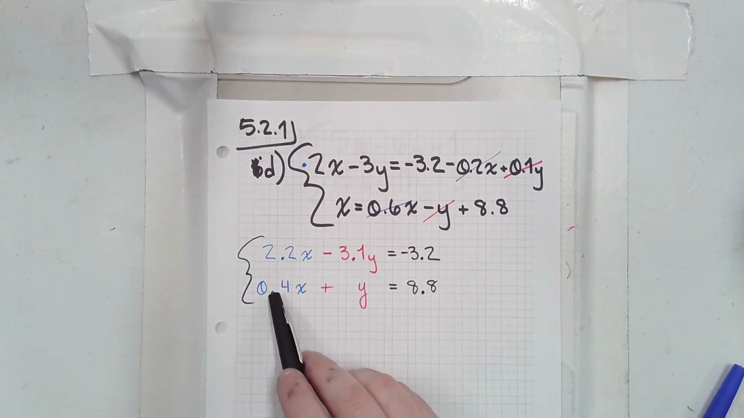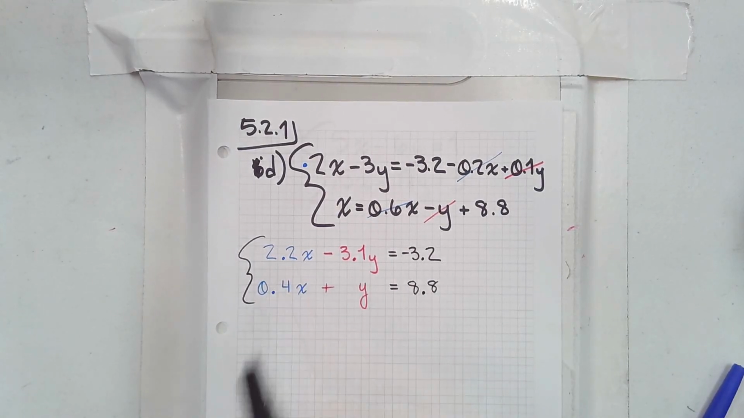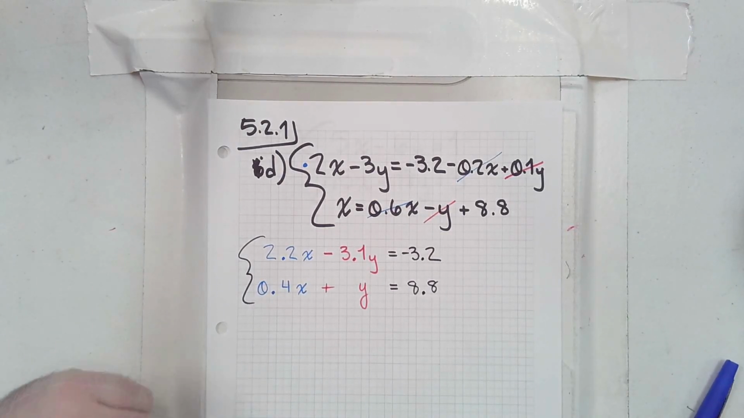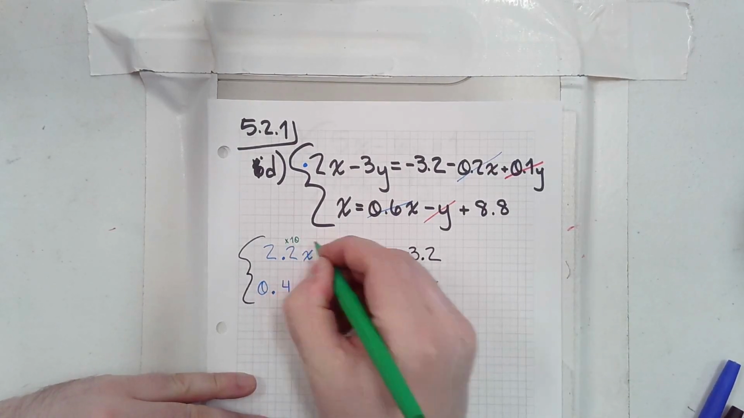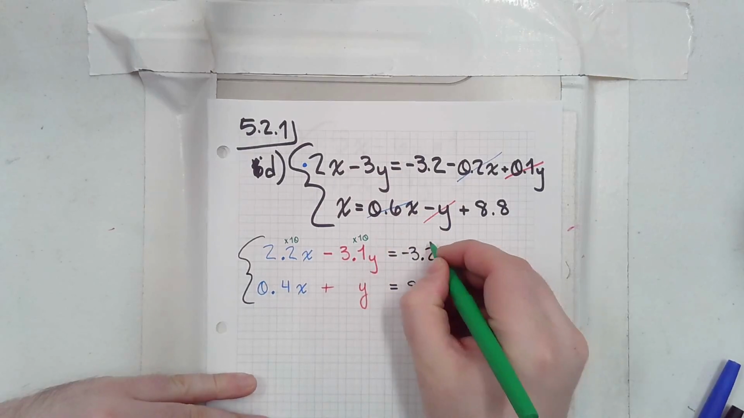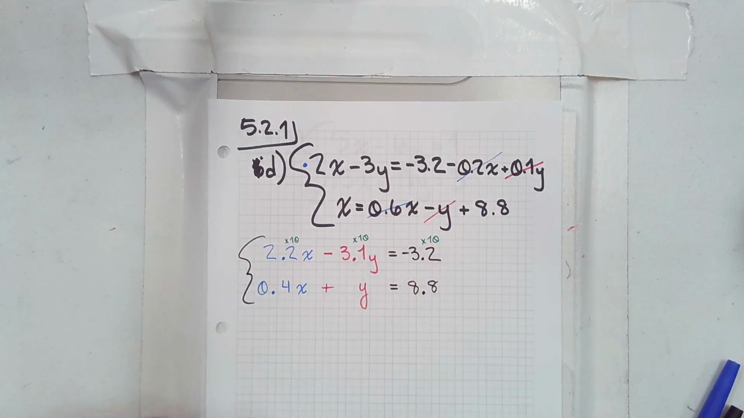You could, if you wanted, subtract this over, get y on its own. That's pretty nice, and then plug it in. But I think I'm going to get rid of the decimals. And the way I'm going to do that is I'm going to times everything by 10. So if I times this by 10, and this by 10, and this by 10, it won't change the problem. It'll just make it look different.